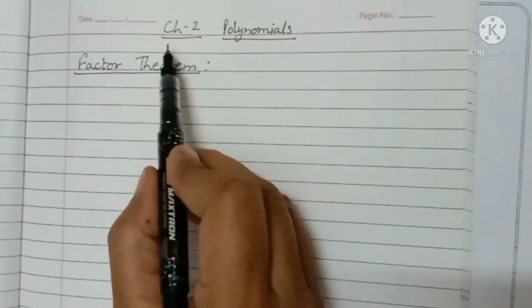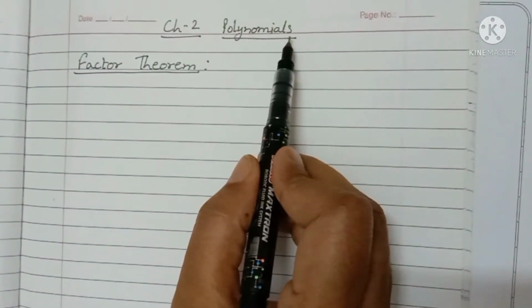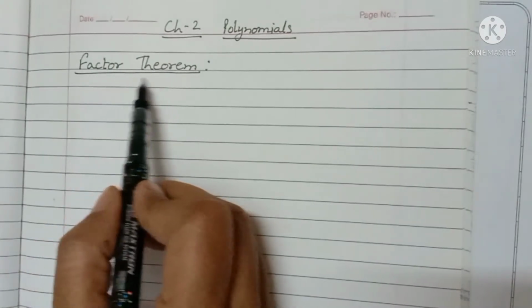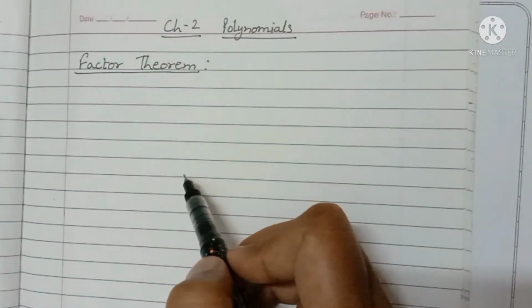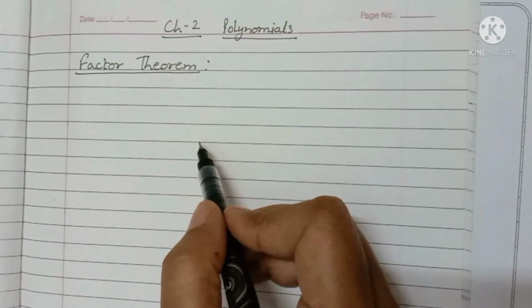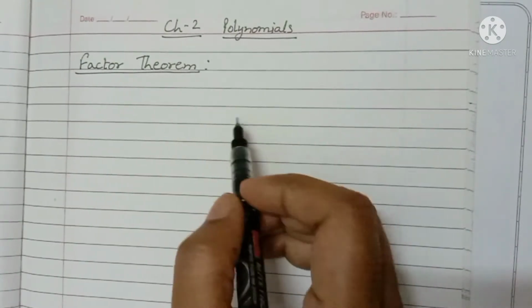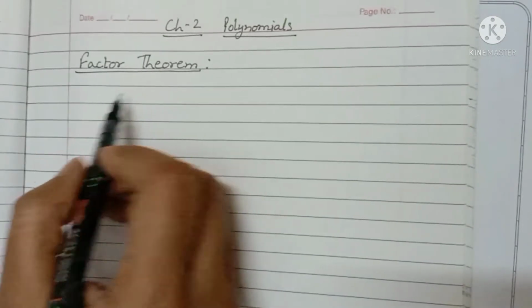Hello students, this is chapter 2, polynomials, and we will take the topic factor theorem. First we will discuss the factor theorem, and after that we will solve the exercise based on the factor theorem. So what is the factor theorem?